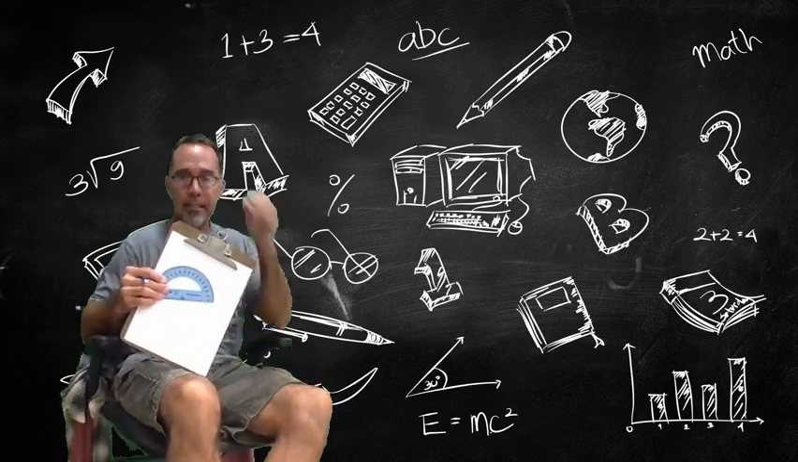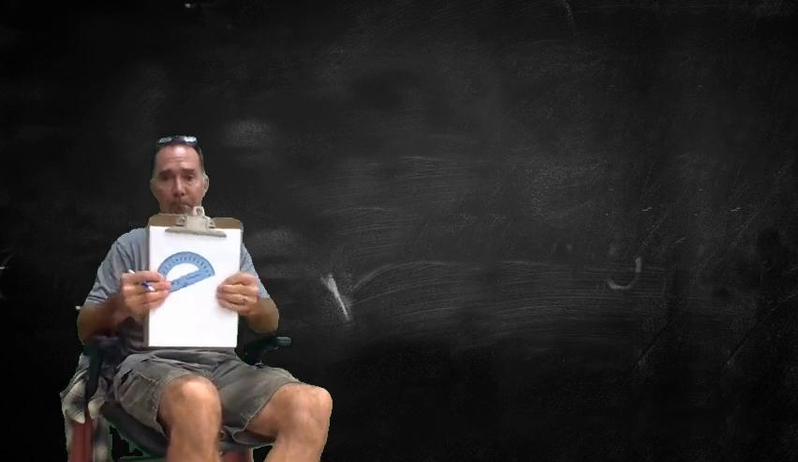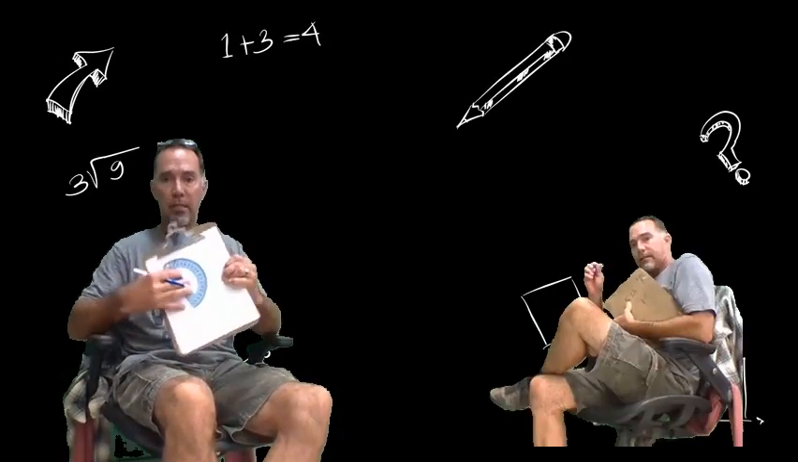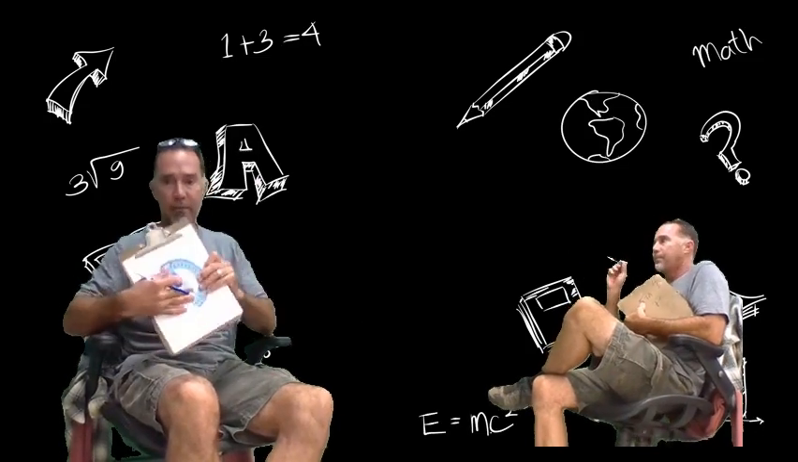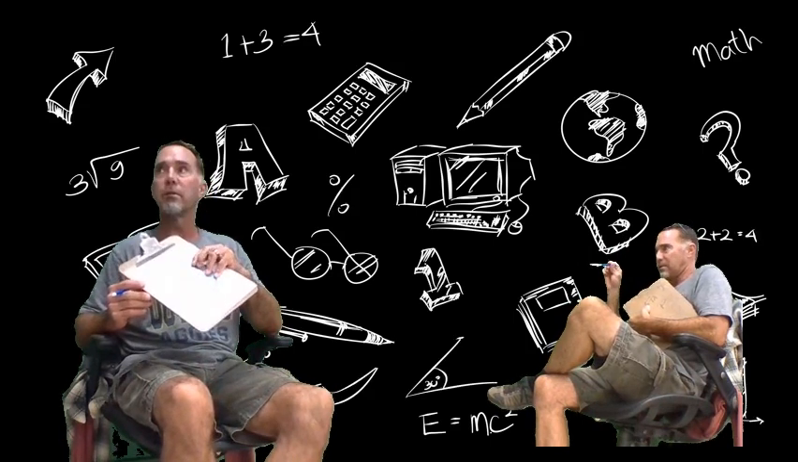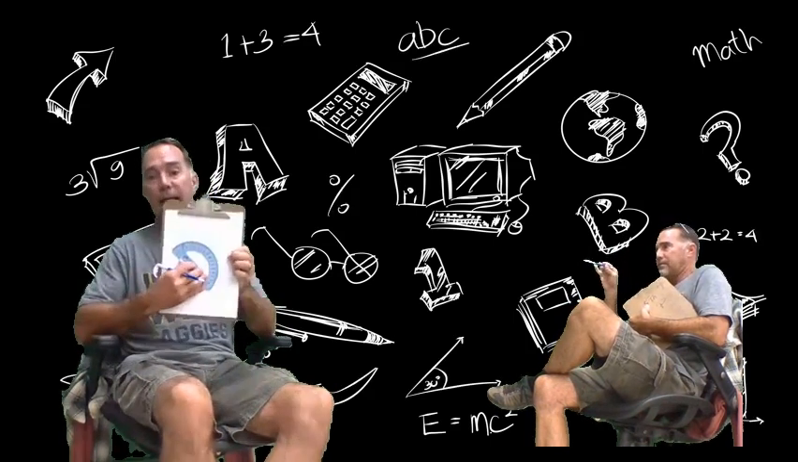This, friends, is called a protractor. We use it to measure angles. Not angels, angles. It's spelled differently, different things. Angles. Geometry. Angles.